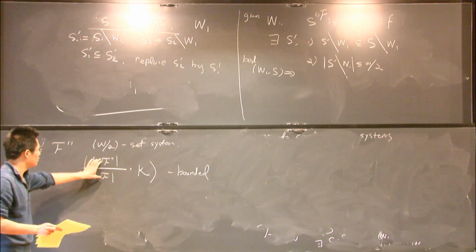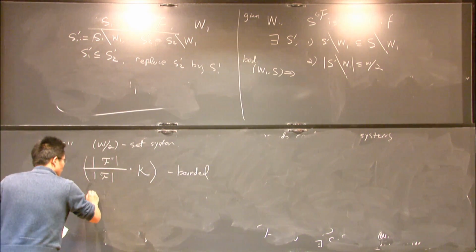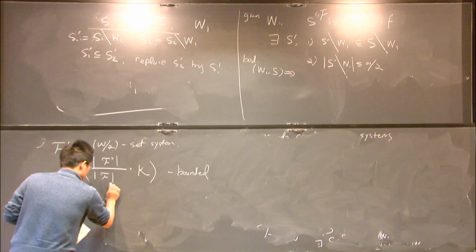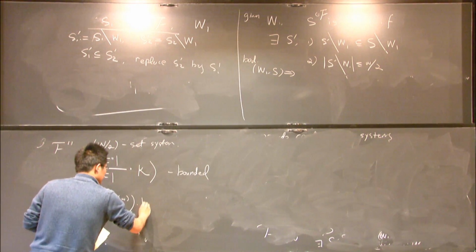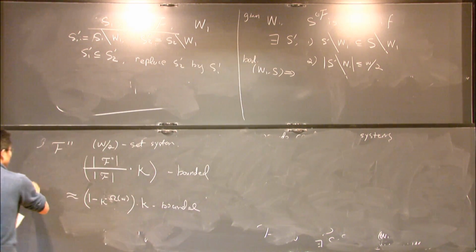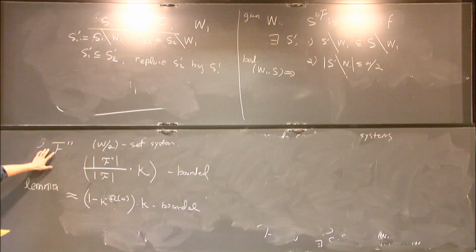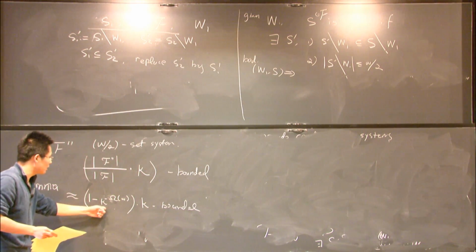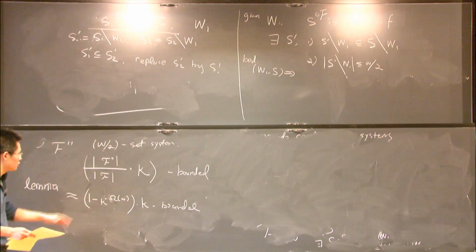We can show this ratio is very close to 1. How close to 1? Roughly 1 minus kappa to the minus omega W, times kappa bounded. So our lemma is the following: the set system F prime is, on one hand, a W over 2 set system, and it is 1 minus kappa to the minus omega W bounded. It's very, very close to 1, exponentially close to 1.